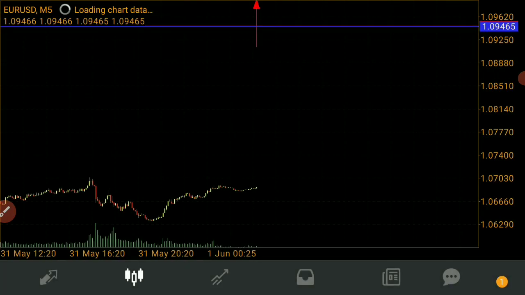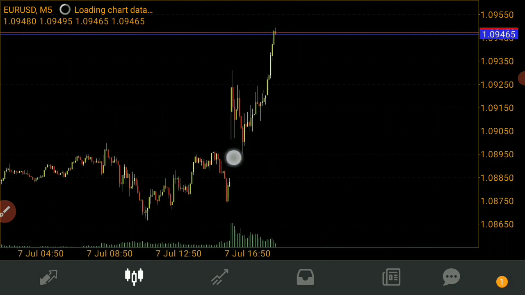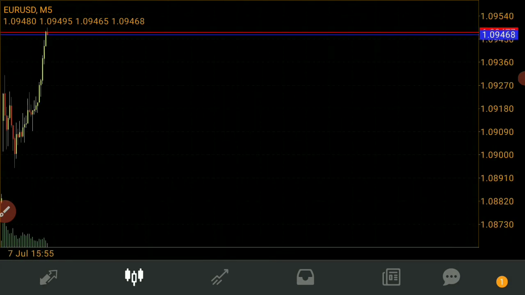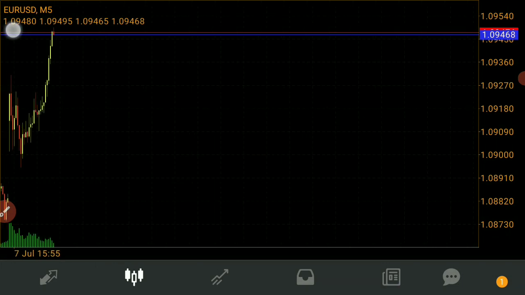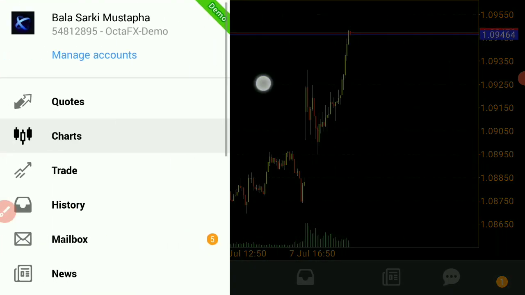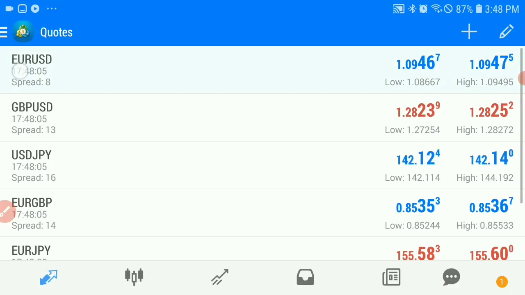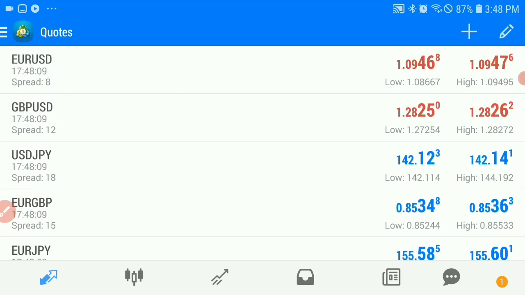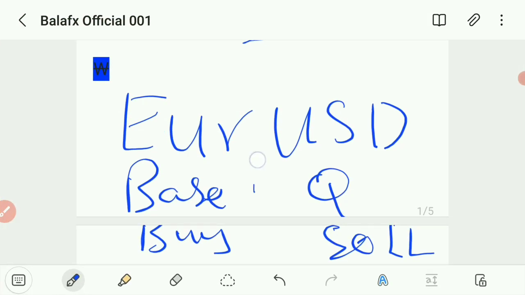And here is the chart. We are going to talk about the chart later. So here is EUR/USD, the base currency, then the quote currency, the USD.